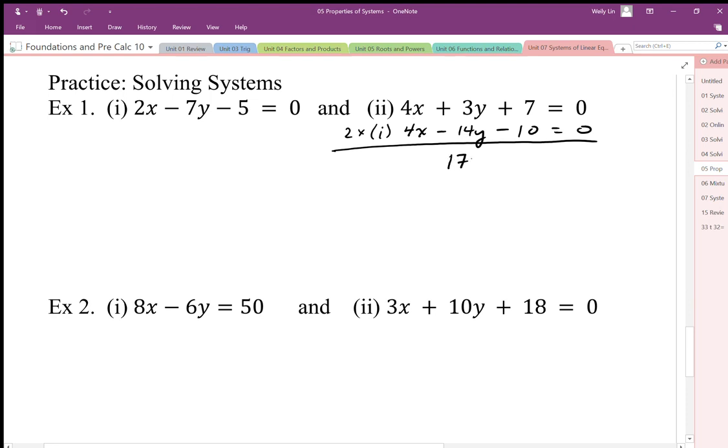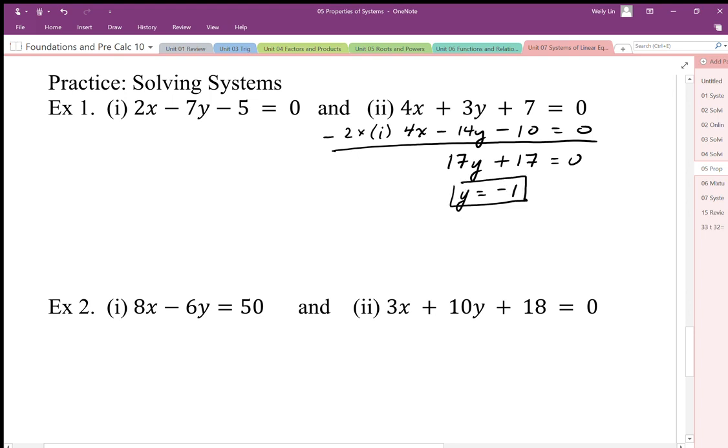3y minus negative 14y is going to give me 17y. Here I'm going to end up with plus 17 equals 0. I can see that y is equal to negative 1.